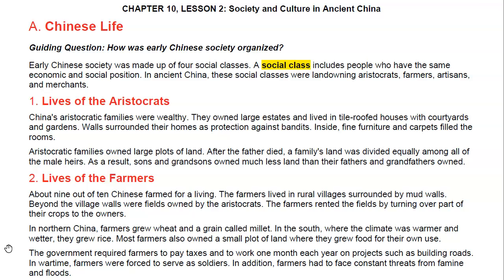The government required farmers to pay taxes and to work 1 month each year on projects such as building roads, and in wartime, farmers were forced to serve as soldiers. In addition, farmers had to face constant threats from famine and floods.